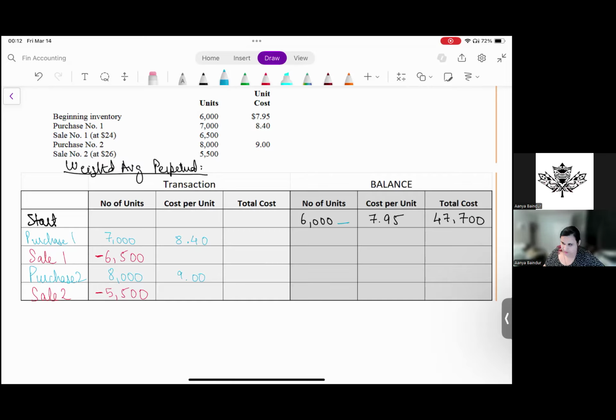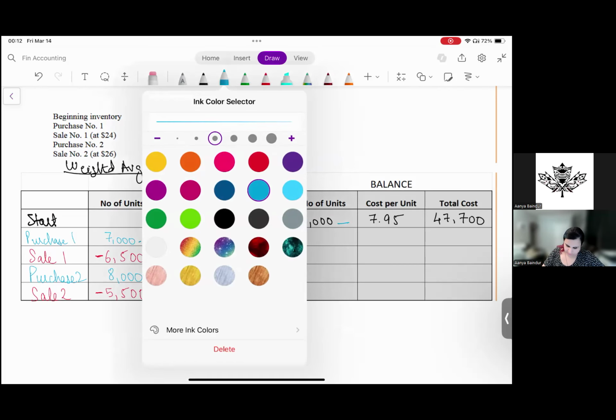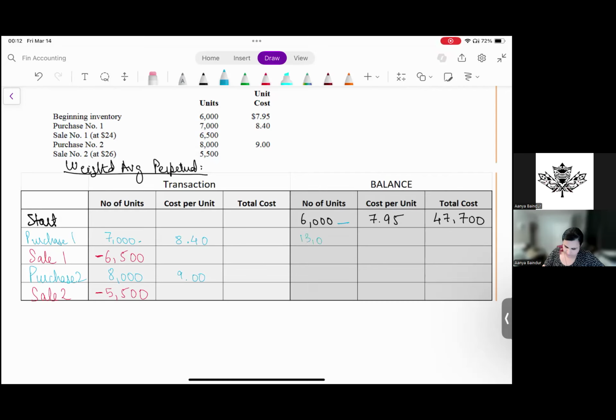So we had 6,000 units. We purchased 7,000 more. Adding those two numbers up gives us a total of 13,000. Which means we now have 13,000 units in our balance. And what is the total cost for the purchase? So 7,000 times 8.4 gives us 58,800.